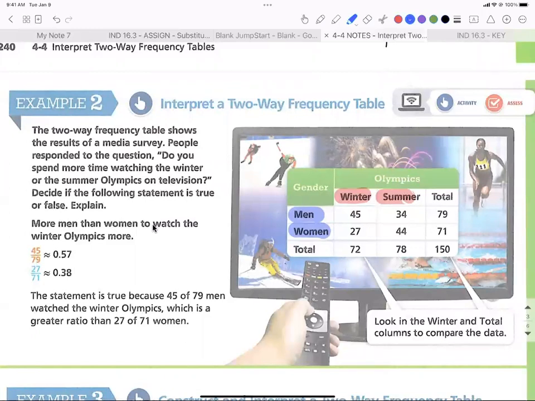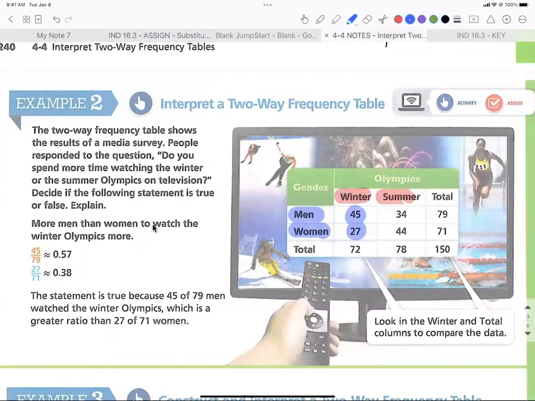Now, this is where it can get a little bit tricky, and I want to point out the difference and then show you how you can decide how you would answer this. A lot of people just right off the bat look and see 45 men, 27 women. Well, the answer must be men, because 45 men said that they watched the Winter Olympics. The problem with that is, who's to say that 27 women were polled and all of them said winter, but maybe 200 men were polled and only 45 said winter?